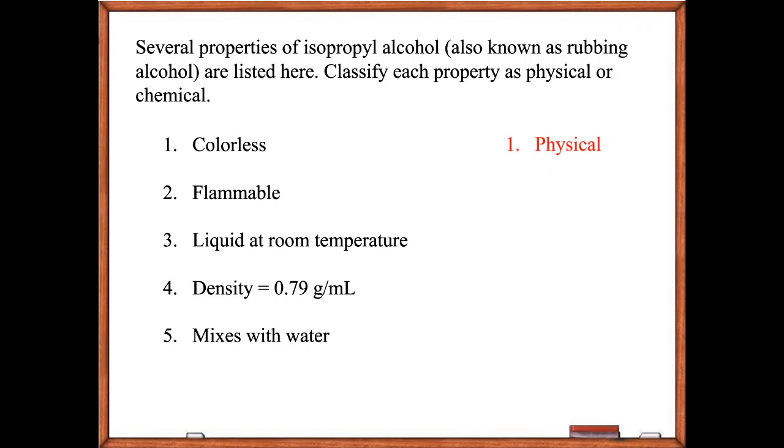The next one, we say that it's flammable. How would I know whether something is flammable or not? Well, I would have to take the sample and actually combust it, right? So I have to go through some chemical change, so that would be a chemical property.